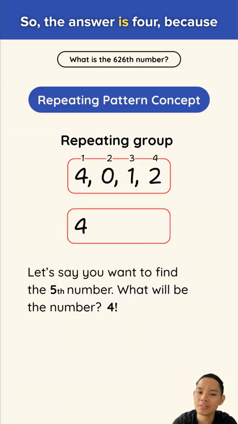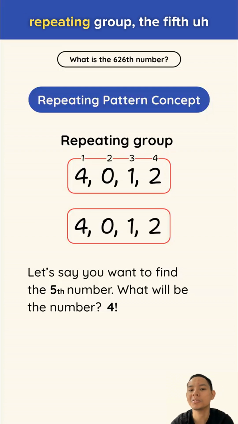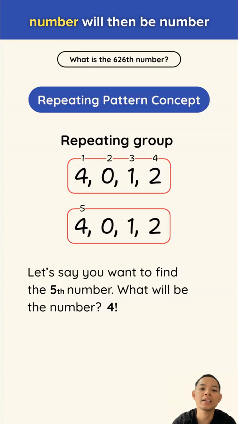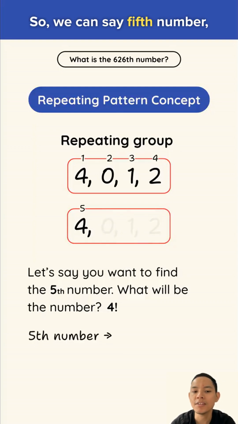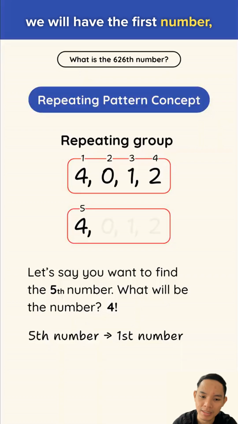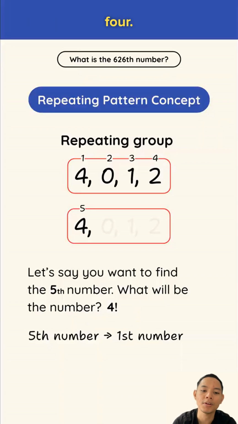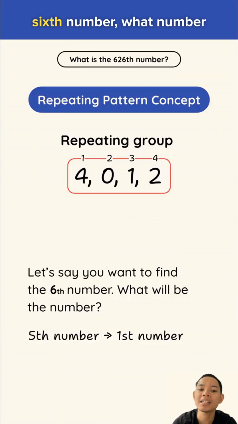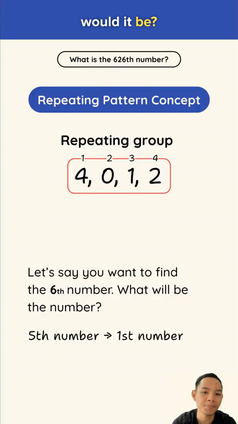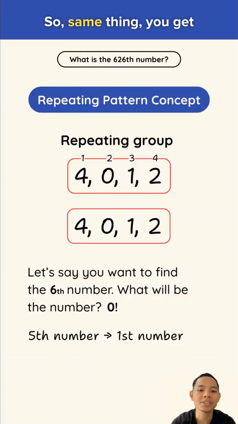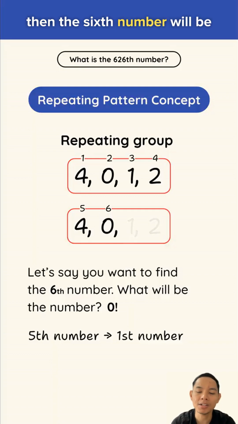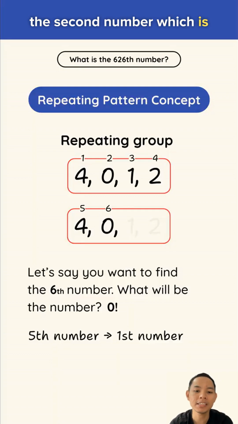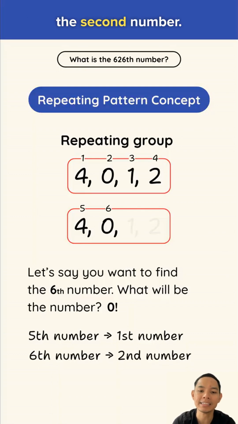The answer is 4, because if you were to create another repeating group, the fifth number would be number 4 over here. So we can say the fifth number will be the first number, which is number 4. Let's say we have the sixth number, what number would it be? If you guessed 0, then you're right. Same thing, you get another repeating group, and then the sixth number will be the second number, which is 0.